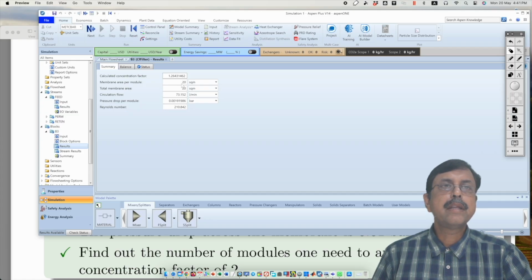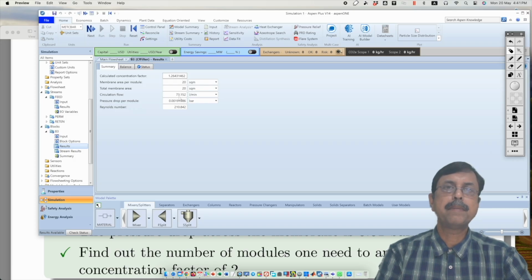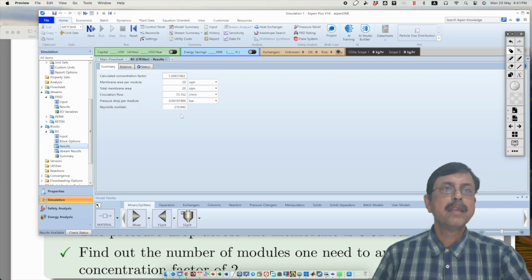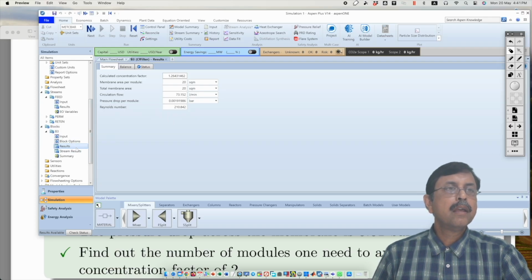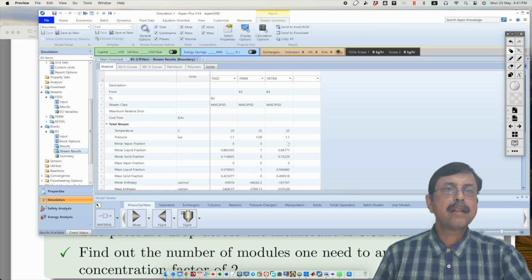Membrane area per module has been calculated as 20 square meter. Total membrane area is also 20 square meter because you have taken only one module. Circulation flow is 73 because if you want to achieve that permeate rate which you have claimed, 0.1 meter cube per meter square hour, then this much circulation flow you need to provide, and Reynolds number is calculated to be 210.842. Obviously it is a laminar flow. So this is the stream results once again.